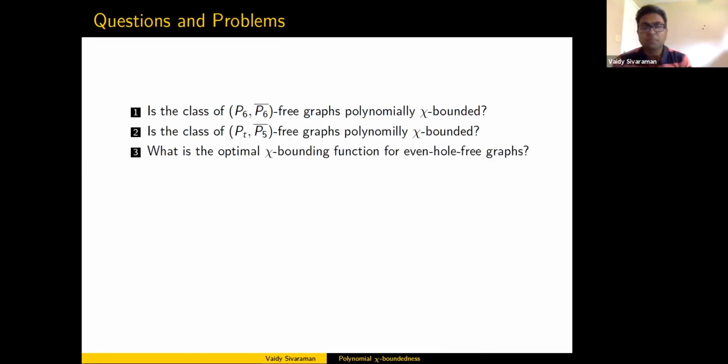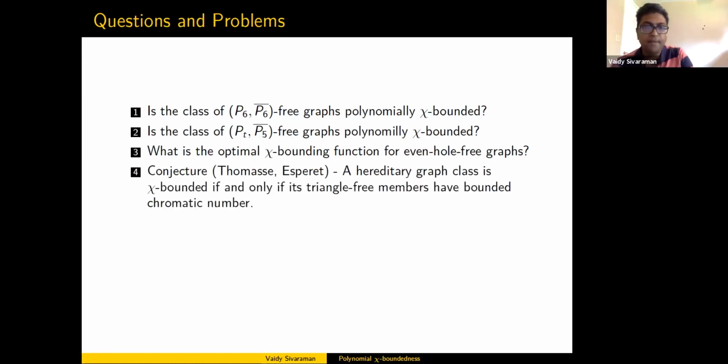And another thing people think about is even hole free graphs, graphs in which there are no holes of even length, the counterpart of odd hole free graphs. And these are much more well understood than odd hole free graphs. And the reason is even hole free, we start at 4. So C4 free, they don't have 4 cycles as induced cycles. They are known to be chi-bounded by 2 omega, but can you make it better than 2 times omega?